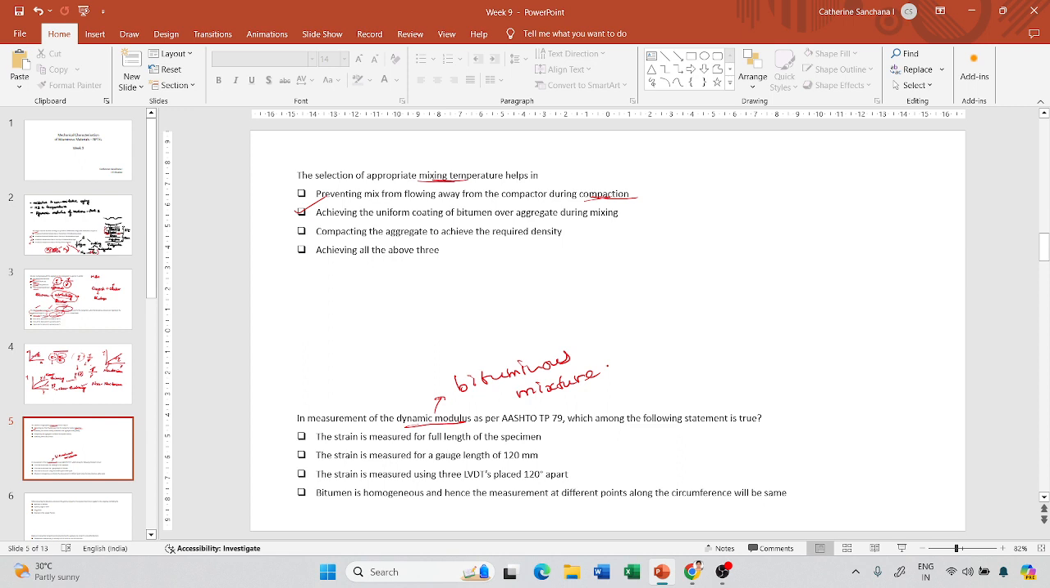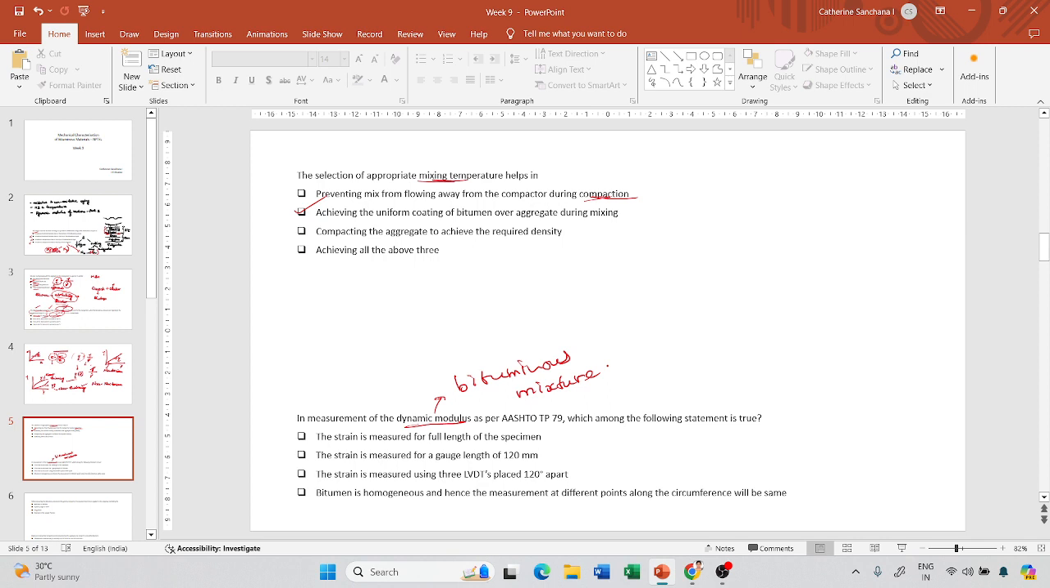If the rate of loading is less, then your material, your mixture, will perform fluid-like, and so its modulus will be less. So now you cannot use the same test that you use for a granular material to determine the property of the bituminous mixture, right? Because the influential parameters of a bituminous mixture and a granular material are different.